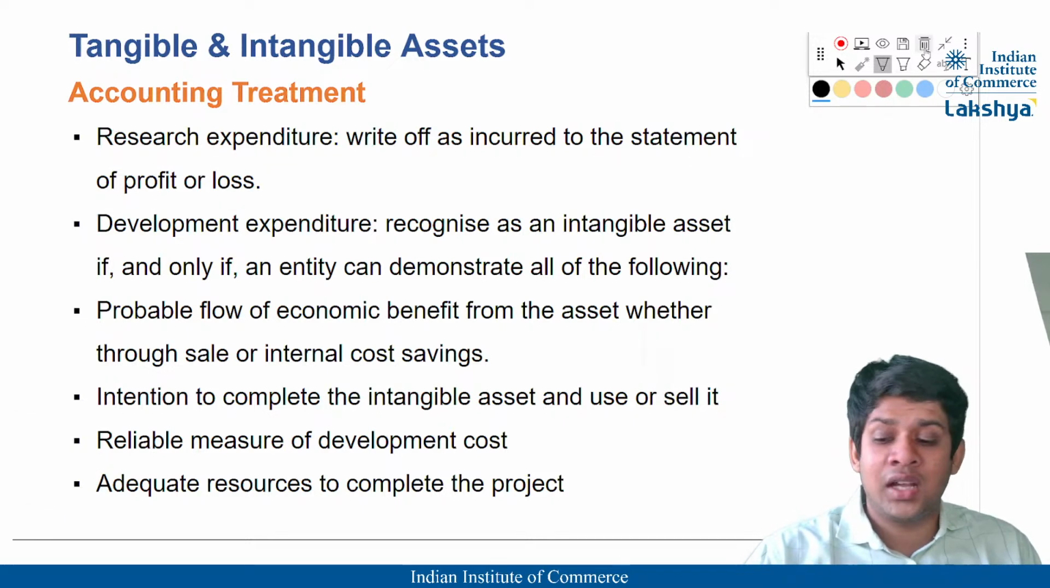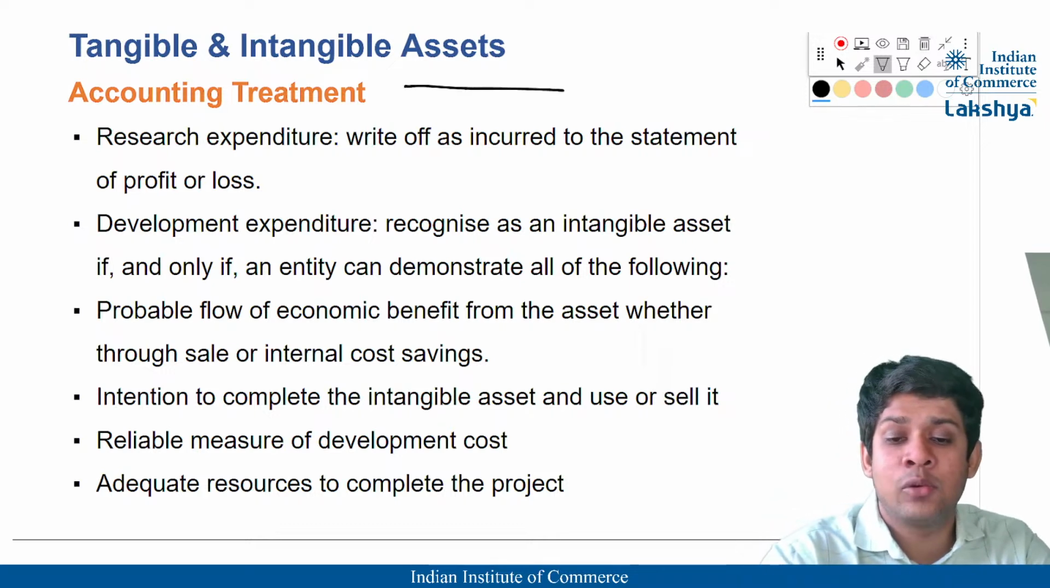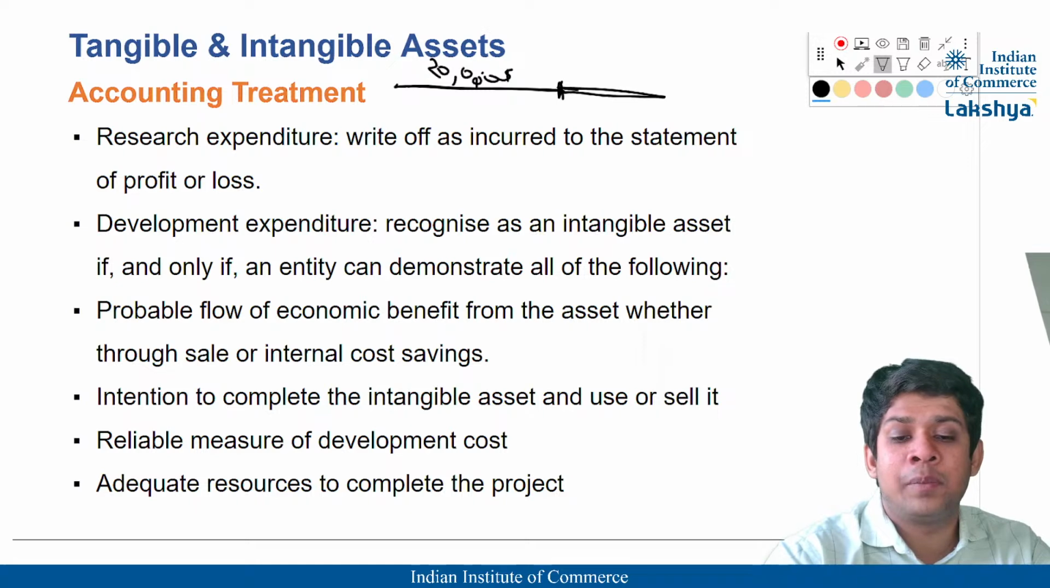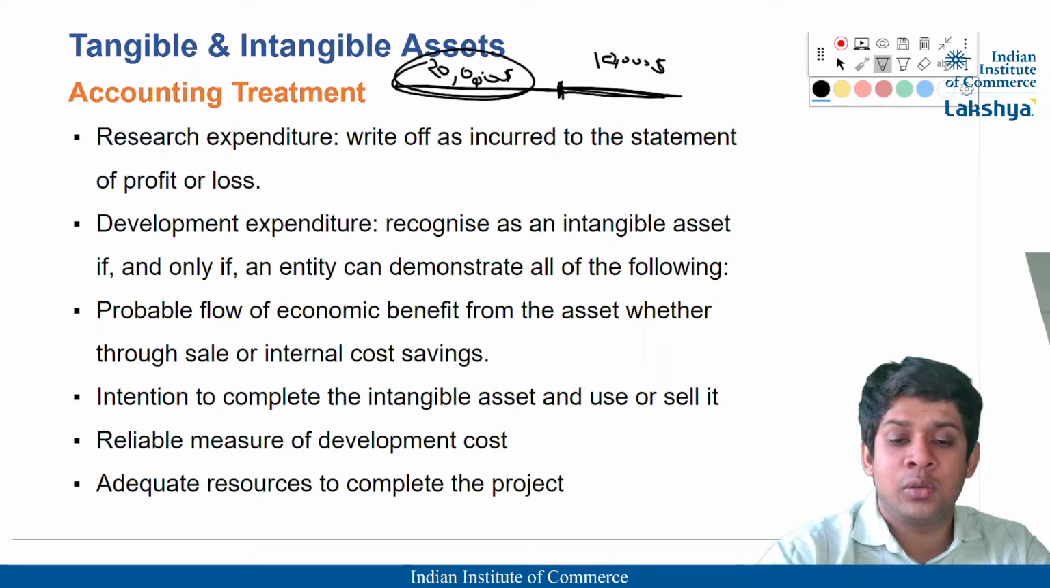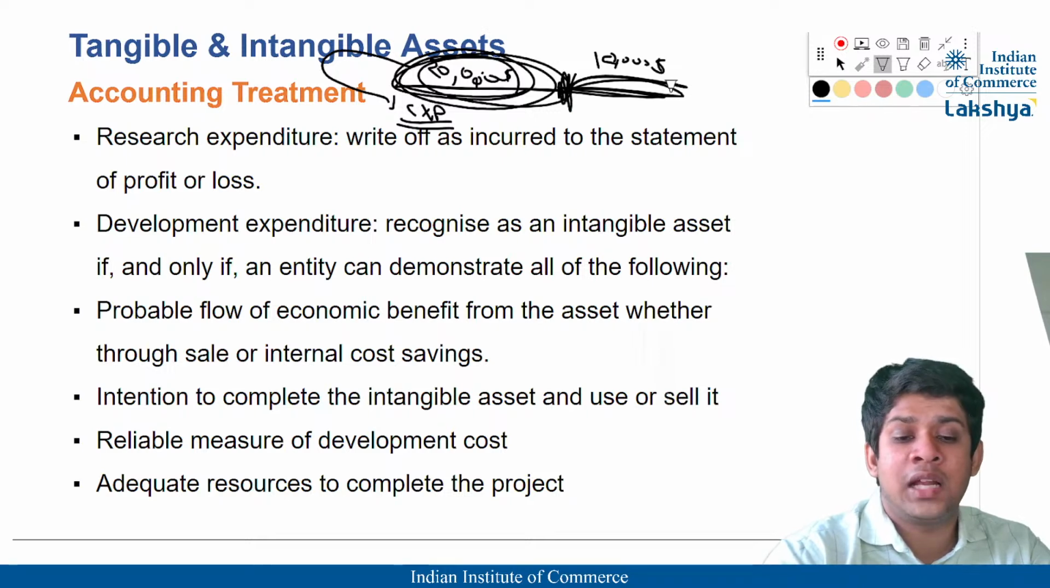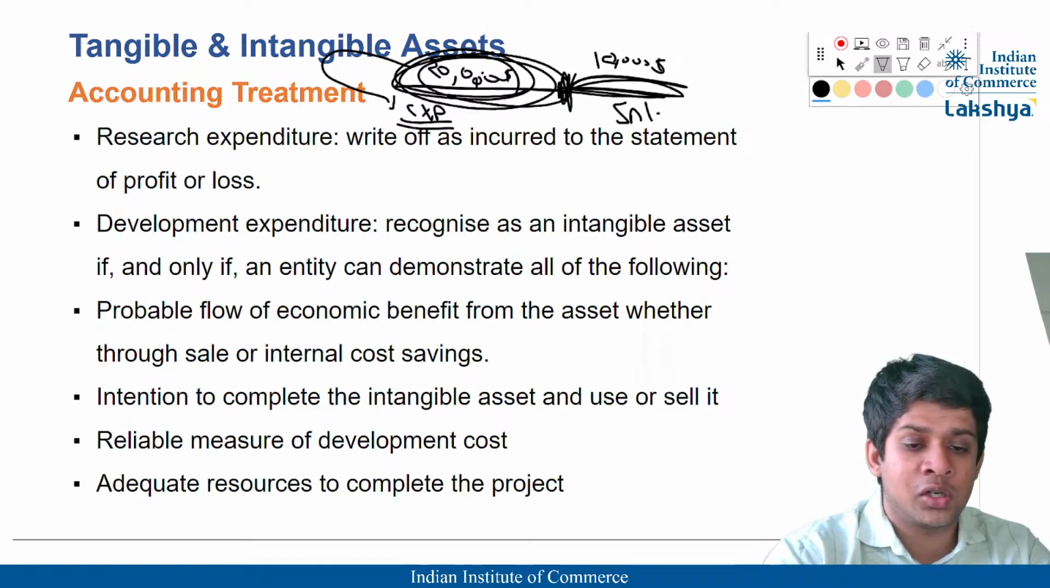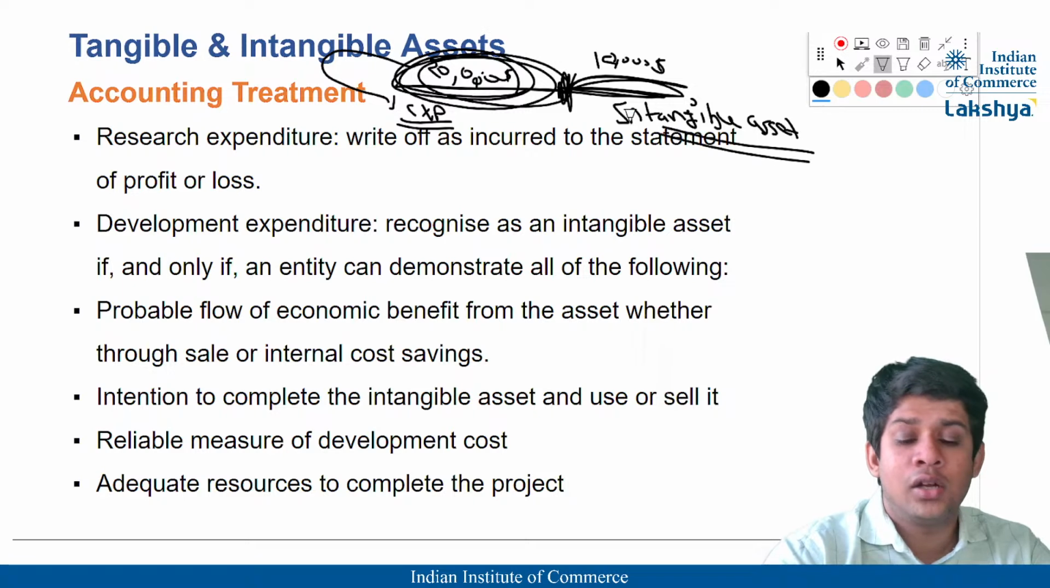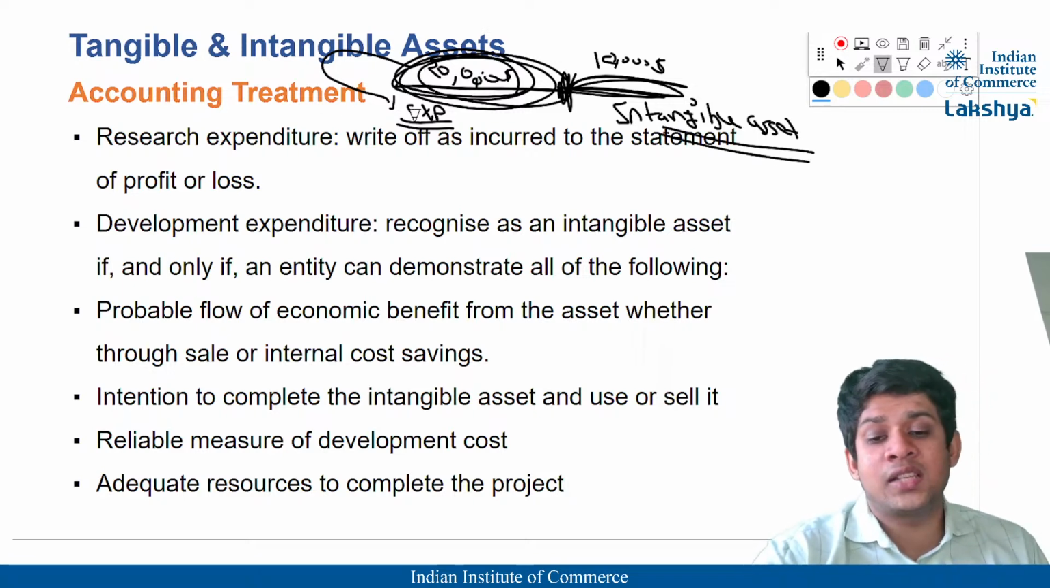Always remember one thing, guys. Say initially I was at the research stage where I incurred certain expenses of $20,000. From this period, I am at the development stage and there I am incurring expenses of $10,000, right? So at this stage, it was my research costs, correct? So this will be expensed to P&L, and from this stage onwards, it will be capitalized as an intangible asset under the name development cost, right?